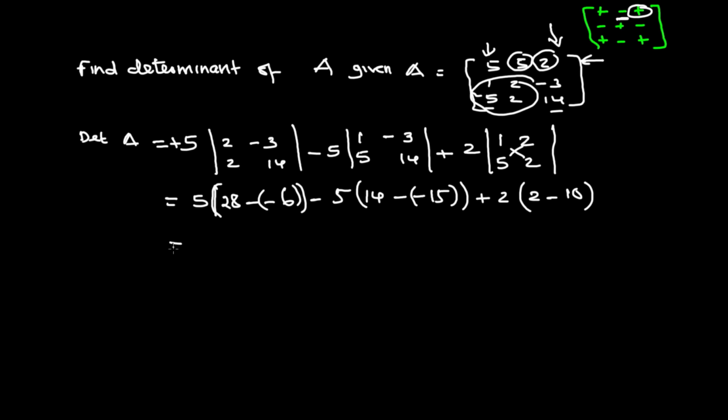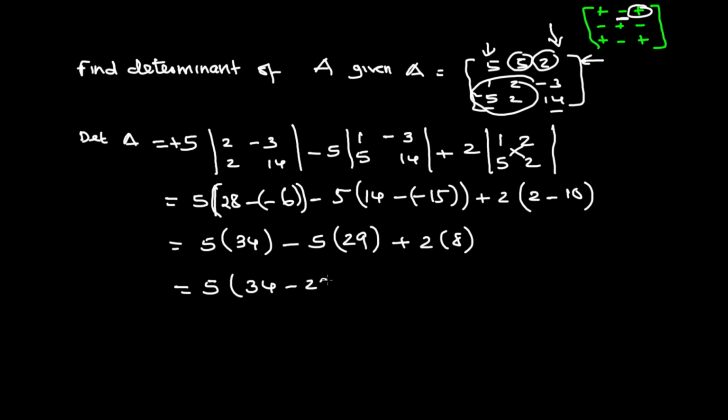Okay, so now here we're going to have 5. This is going to be 28 plus 6, which is 34, and this is going to be 5, like that, and then this is going to be 14 plus 15, which is 29, and then this is going to be 2 times 8. Okay, like that. Now here we can factorize the 5, 34 minus 29, and then plus 16.